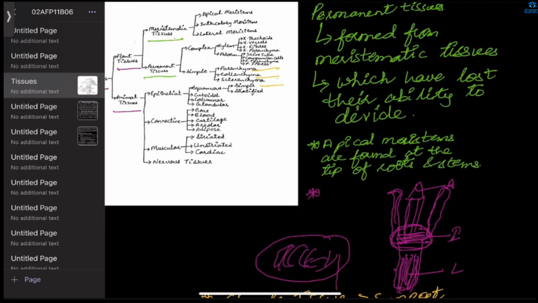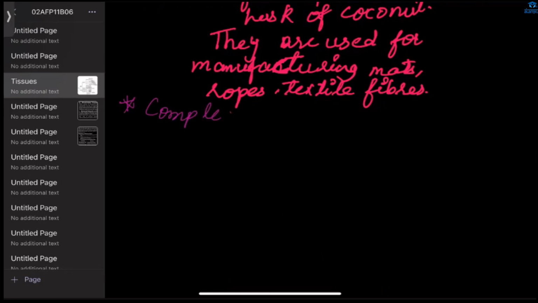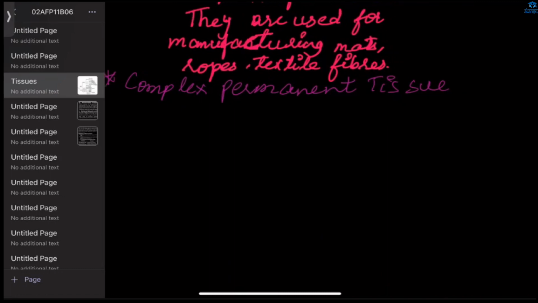What are complex permanent tissues? Last time, Arham, ma'am asked you which cell is dead in xylem and which cell is living in phloem. The same question I'll ask you today. Just study complex permanent tissue first, then I'll ask. Complex permanent tissue is divided into xylem and phloem.